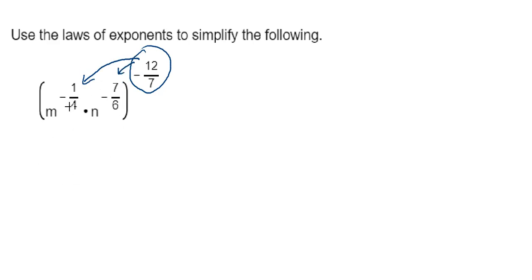And what's going to happen, just like it did with the fraction, is when we take one power raised to another power, we're going to multiply those exponents together. So we'll have m to the negative 1/4 power times negative 12/7. Those exponents will multiply together, and we'll take our time to figure out what that looks like in just a second. The same thing's going to happen with n. We have negative 7/6 here to begin with, and when we raise it to this power, these exponents will multiply together. So we're going to have negative 7/6 times negative 12/7.